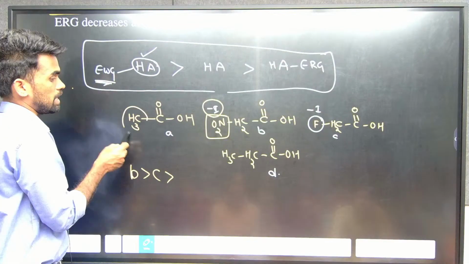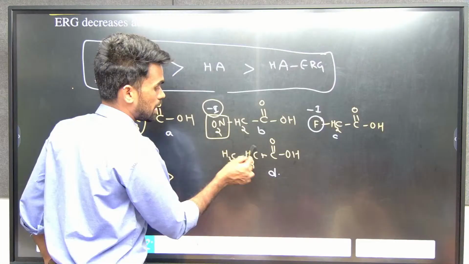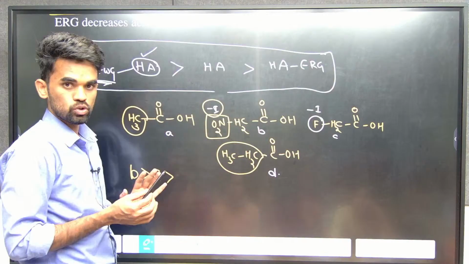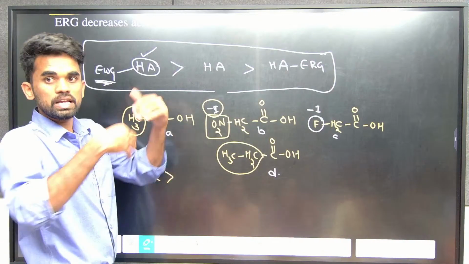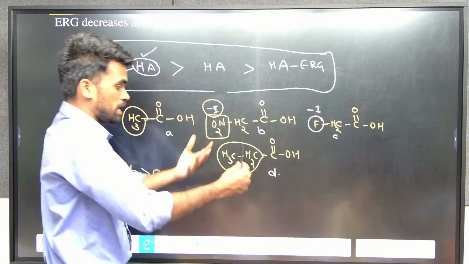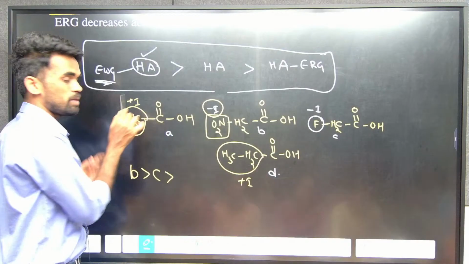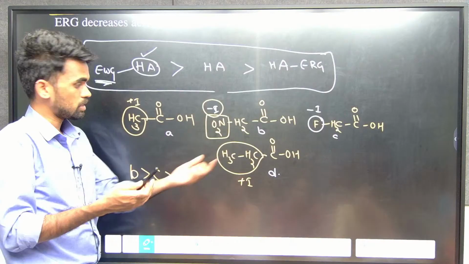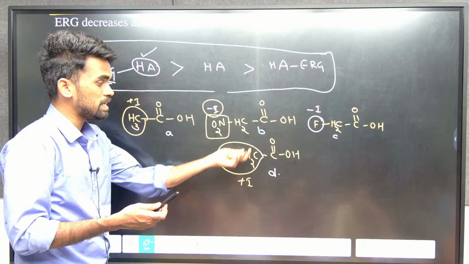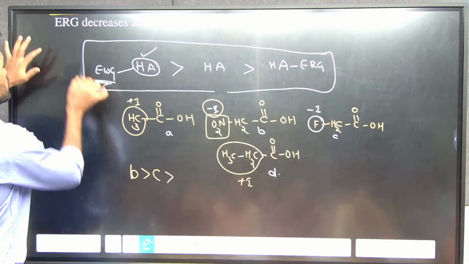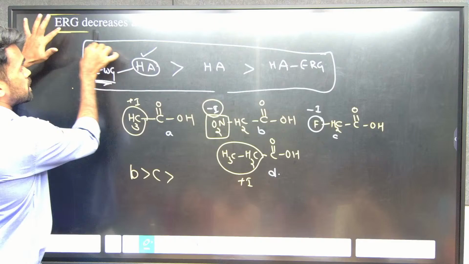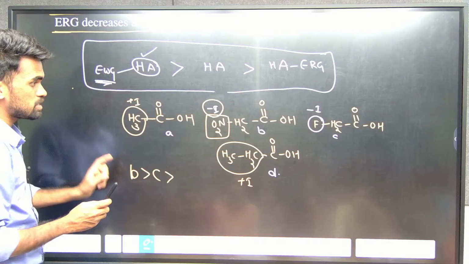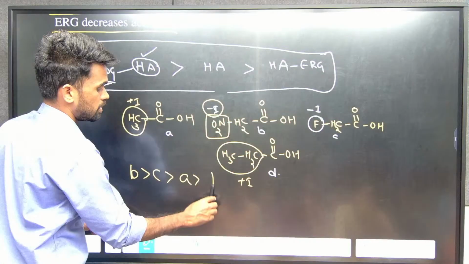See, here only one alkyl group is there, here two alkyl groups, a bigger alkyl group. We know alkyl groups are releasing groups, but a bigger alkyl group means more releasing, so more +I. Both of them are releasing groups, both are +I groups only, but which is more +I? This ethyl. That's why it is least acidic. So just remember, electron releasing groups decrease acidic strength, whereas electron withdrawing groups increase the acidic strength. So based on this, B, C, A, D. This is how you need to answer.